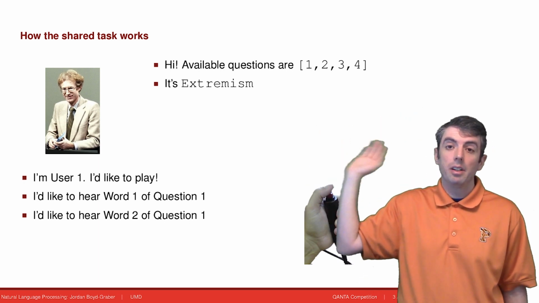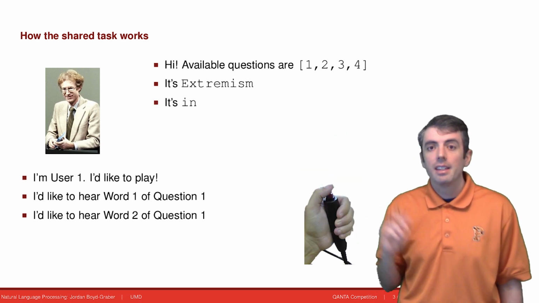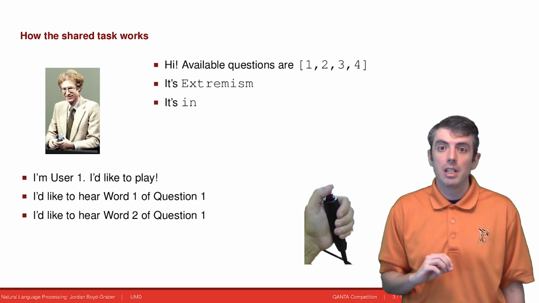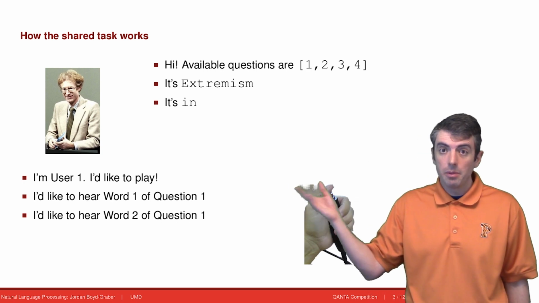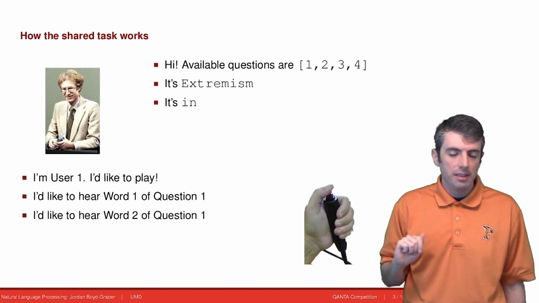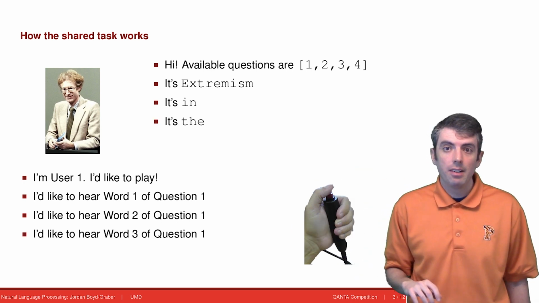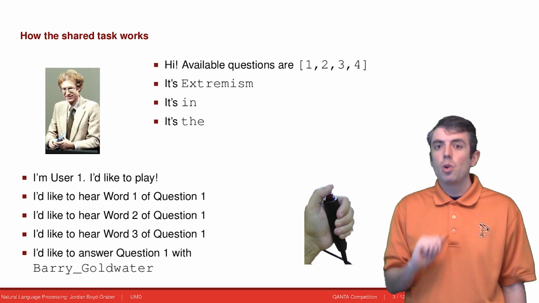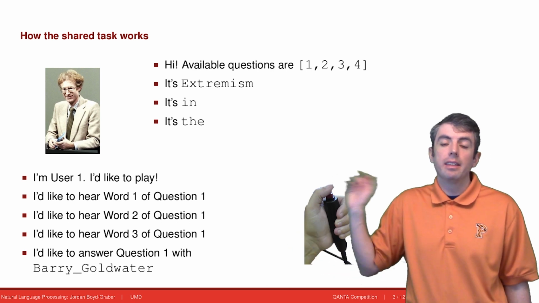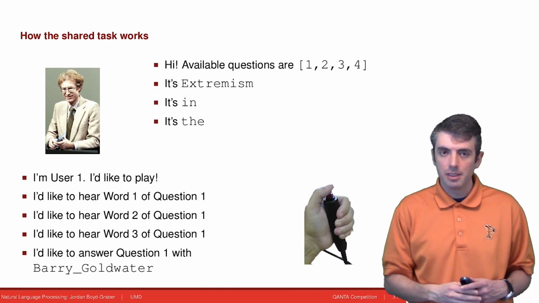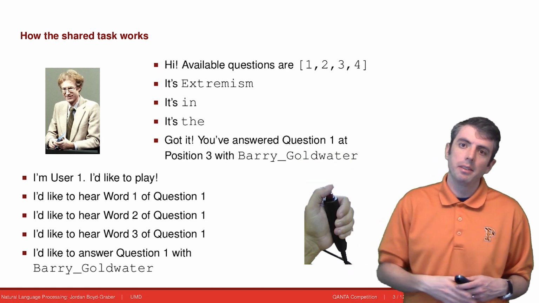Then the moderator says, "Okay, we're going to show you a little bit more of the question. The next word is in." Then the system says, "I still don't have enough information to answer. Let me see another word." Then the moderator gives another word. The next word of the question is the, and then the system says, "Alright, I think I can answer the question now. The answer is Barry Goldwater." And it will answer with the Wikipedia page that it thinks corresponds to the correct answer. And so then the moderator will move on to the next question, and the process repeats.